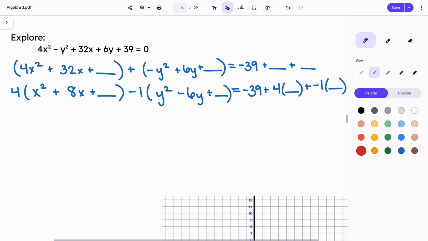So going to our first set of parentheses, what's half of 8? 4, and 4 squared is 16. So 16 is going to go here, and it's going to go here. And I'll just write what we did here underneath. 8 divided by 2 squared. Over here, we're going to do the same thing. -6 divided by 2 squared is 9. So that goes here and here.